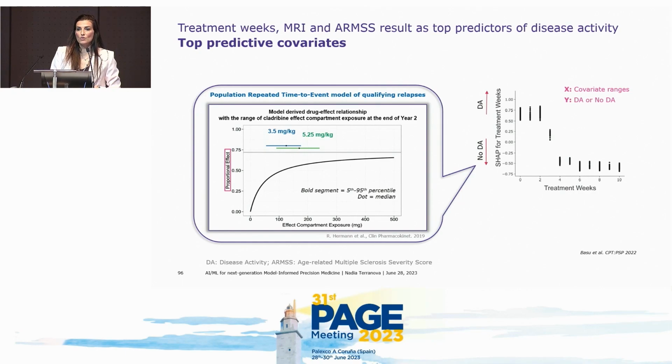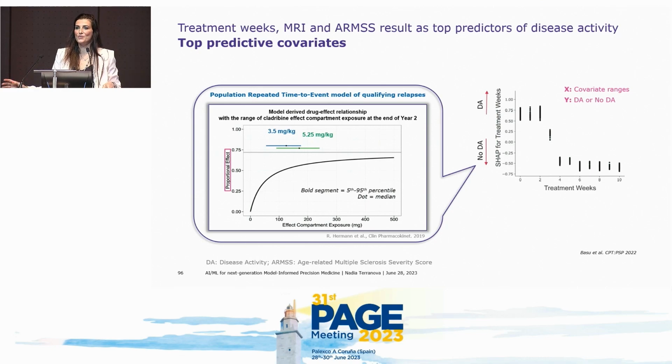So I have to say that this was quite amazing to us because this shape perfectly resembled the exposure-response relationship that we derived years earlier with the population repeated time-to-event model of qualifying relapses, where you can see on the top of the exposure-response relationship the ranges of exposures for the 3.5 milligram per kg in blue and the 5.25 milligram per kg in green. And you see that if we increase the exposure beyond the 3.5 milligram per kg, we don't gain so much in efficacy, while decreasing it will result in a drop.